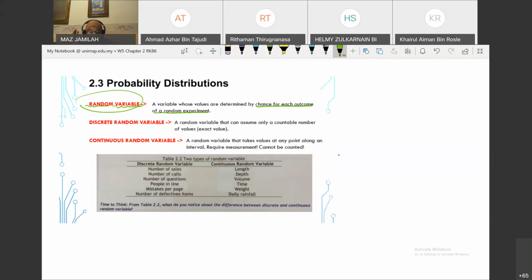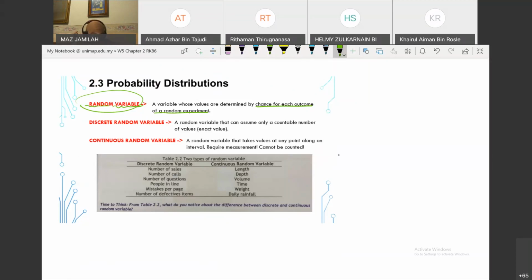Now, what is a discrete random variable? From random variable we go to discrete and we go to continuous. So we have 2 types of random variable. It's either discrete or continuous. So let us look into detail. What is discrete? What is continuous?